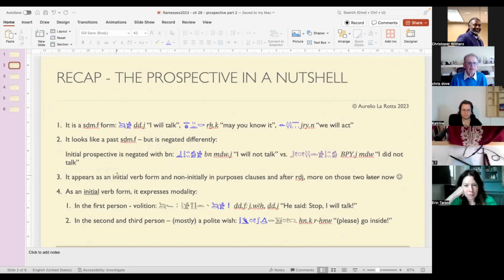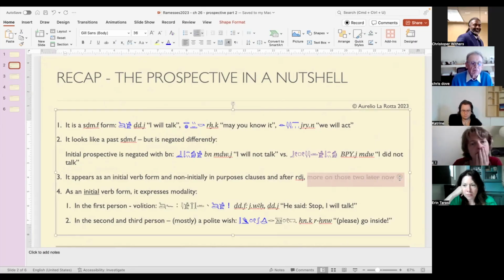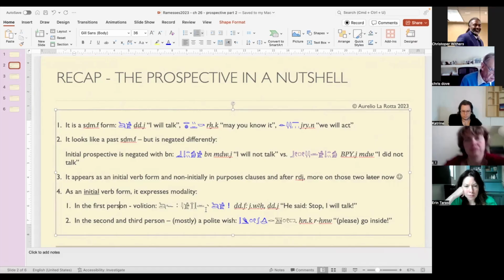What else do we have? So it can appear initially and non-initially. We've covered the initial form so far, and we're coming to the non-initial one right now. As the initial verb, it expresses modality. We'll see that for the non-initial, that's not always the case. Like in the initial verb, if you're having a first-person speaker, Jedi, I will talk, I will speak, I shall speak, may I speak, any of those. In the second and third person, it's a wish, more polite than the imperative. Genak, please go or please run. Ergeno, inside. So that's the initial one.